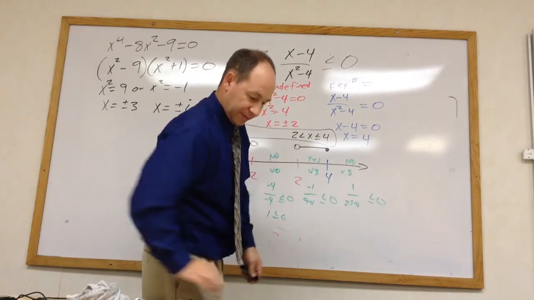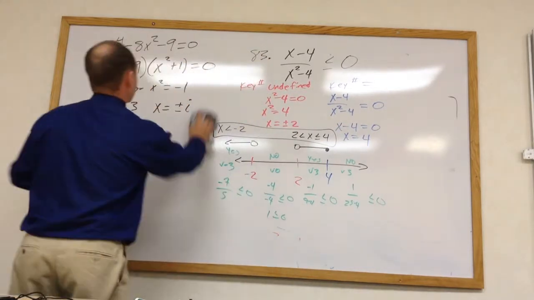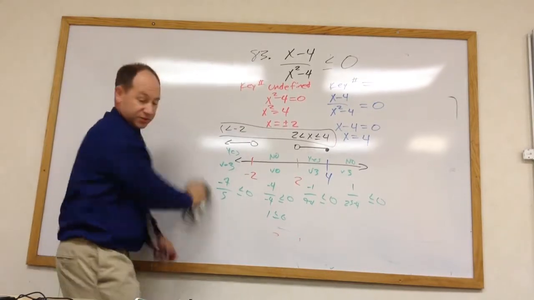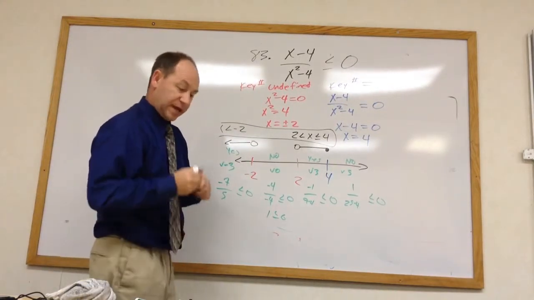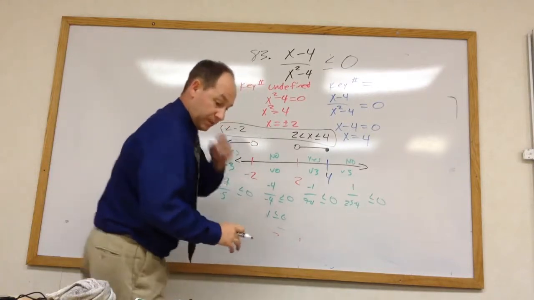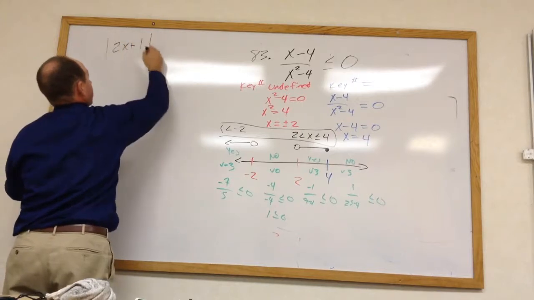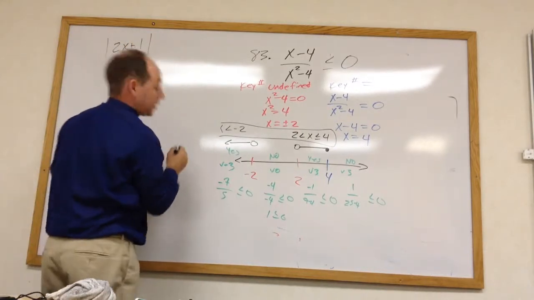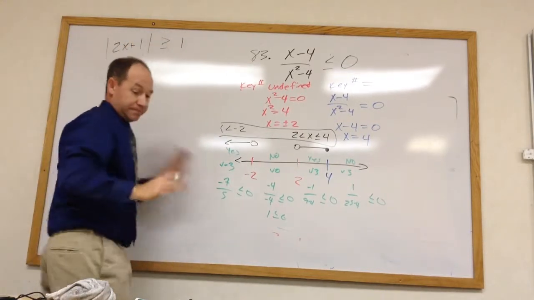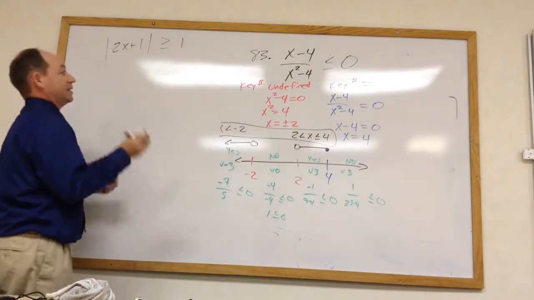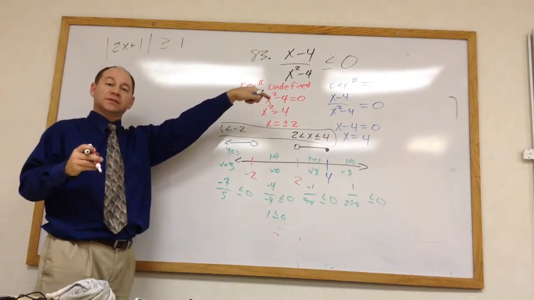I don't know if I have time. I'm going to try to squeeze one more in here. And I'll have to leave the rest for questions in class, in your groups, or to your teacher. 87. Absolute value of 2x plus 1 is supposed to be greater than or equal to 1. Okay. Remember, I need the same idea here. I need key numbers where it's undefined or where it's equal.